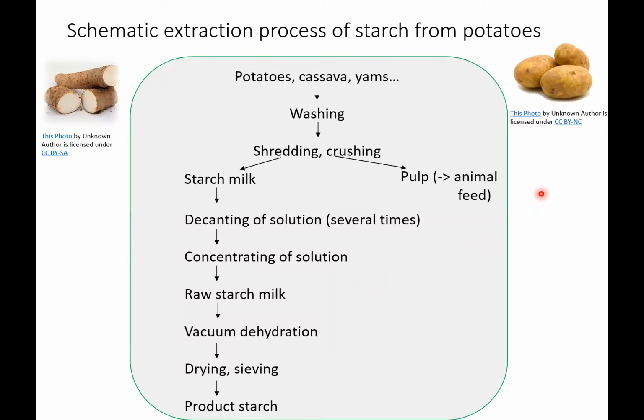Okay, how do we get starch out of tubers, potatoes, cassava, yams, whatever? So we start with this, for example. We do a washing, then a shredding and crushing, and the pulp here is not wasted. It is used as animal feed. So this goes away. Then we get starch milk. We concentrate it up and dry it, and then we end up with the starch powder. That's fairly straightforward and relatively easy to do.